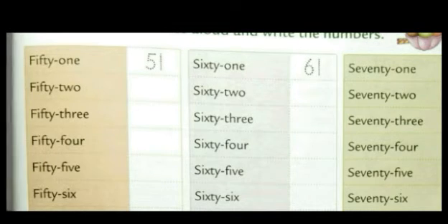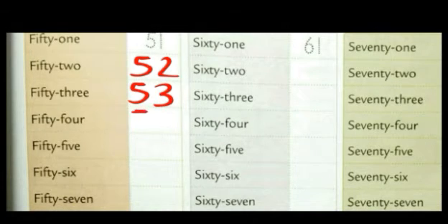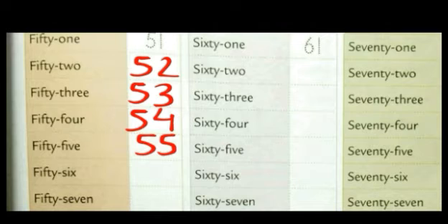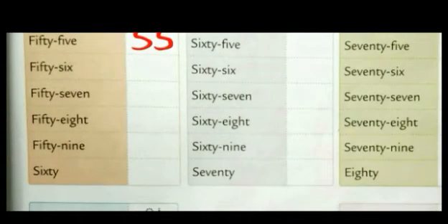Here number names from 51 to 60 are given. We need to write the numbers for them. 51, then 52, this is 53, 54, 55. Okay, this is the way how you write numbers for the given number name. So the remaining you try it yourself.